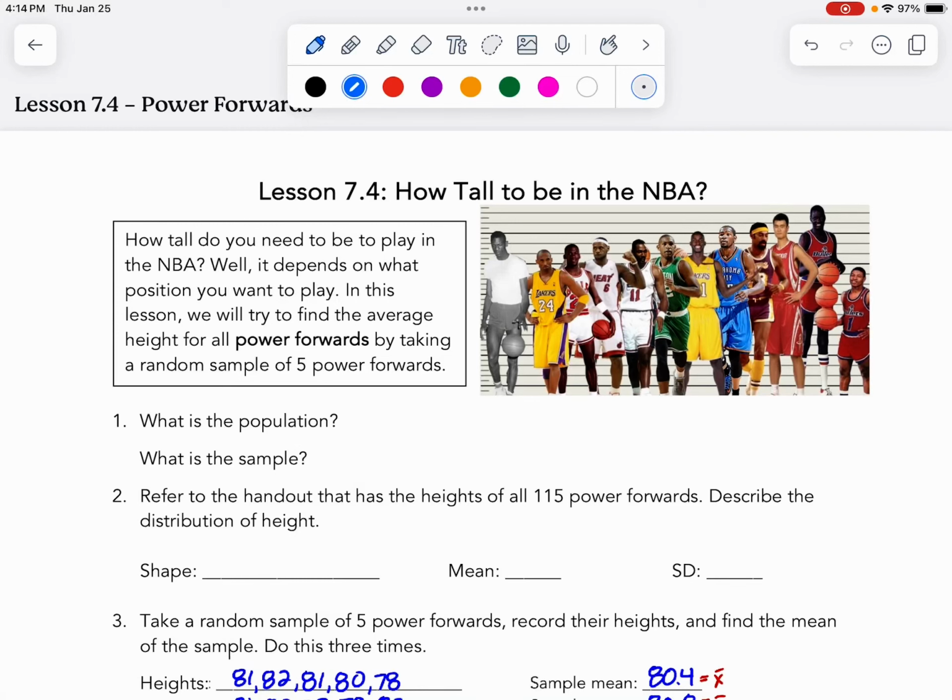All right, everybody. This is lesson 7.4 about power forwards in the NBA. Let's have at it.